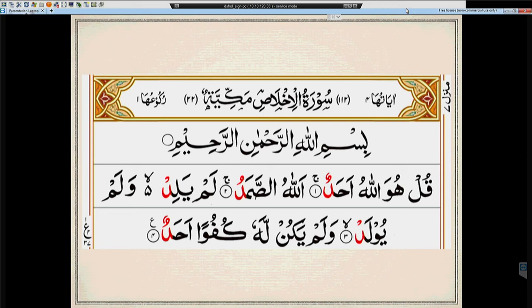Allahu Samad. Lam yalid wa lam yulad. Wa lam yakun lahu kufuwan ahad.